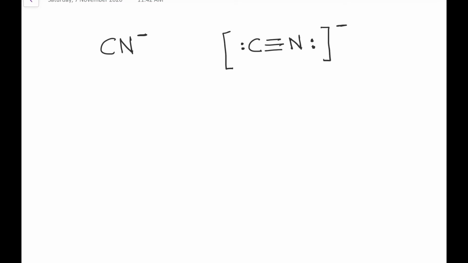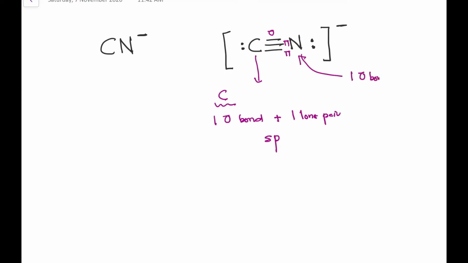Okay, as I mentioned previously, all the atoms that are involved in the formation of a multiple bond have to be hybridized, right? So in this case, both atoms, carbon and nitrogen, will undergo hybridization. So if you can see here, for carbon, the triple bond means 1 sigma bond and 2 pi bonds. For the carbon atom, we have 1 sigma bond plus 1 lone pair, so the hybridization is sp. For nitrogen, it also has 1 sigma bond plus 1 lone pair, so the hybridization is also sp.